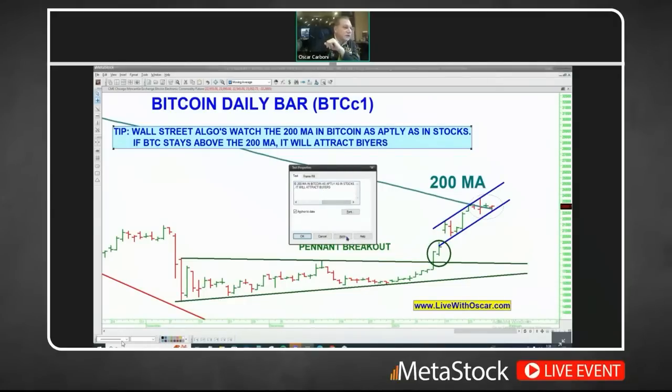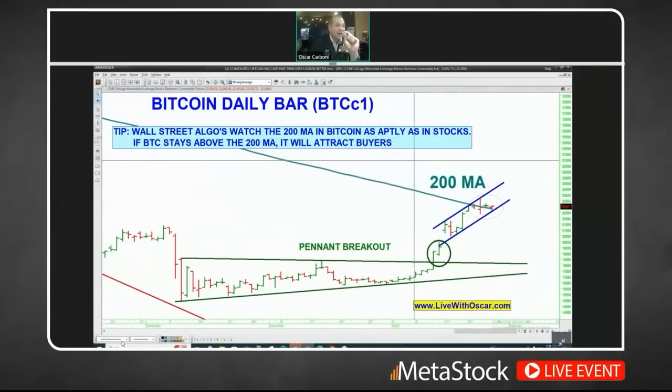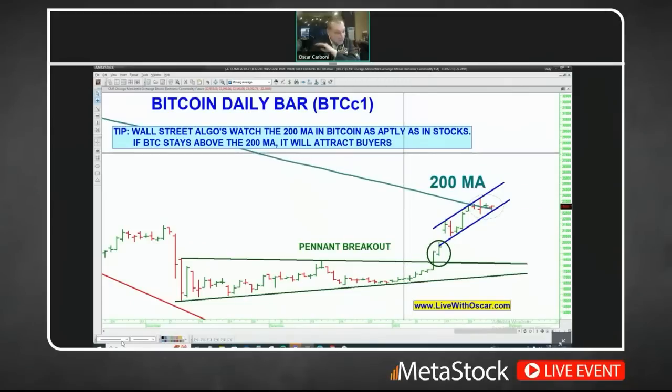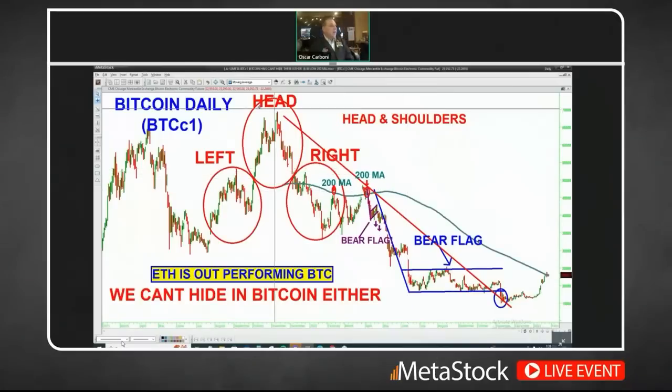Check this out. So here's what I think we need to do right now. Wall Street algorithms watch the 200 bar moving average in Bitcoin as aptly as they watch it in stocks. If Bitcoin stays above the 200 bar moving average, it will attract buyers, absolutely, positively. That's what's going on with this chart. And I'll tell you right now, that's a good looking chart. Yes, it can come back down, but from the chart that we looked at a second ago, compared to this one, look at this one, how bad that looked.